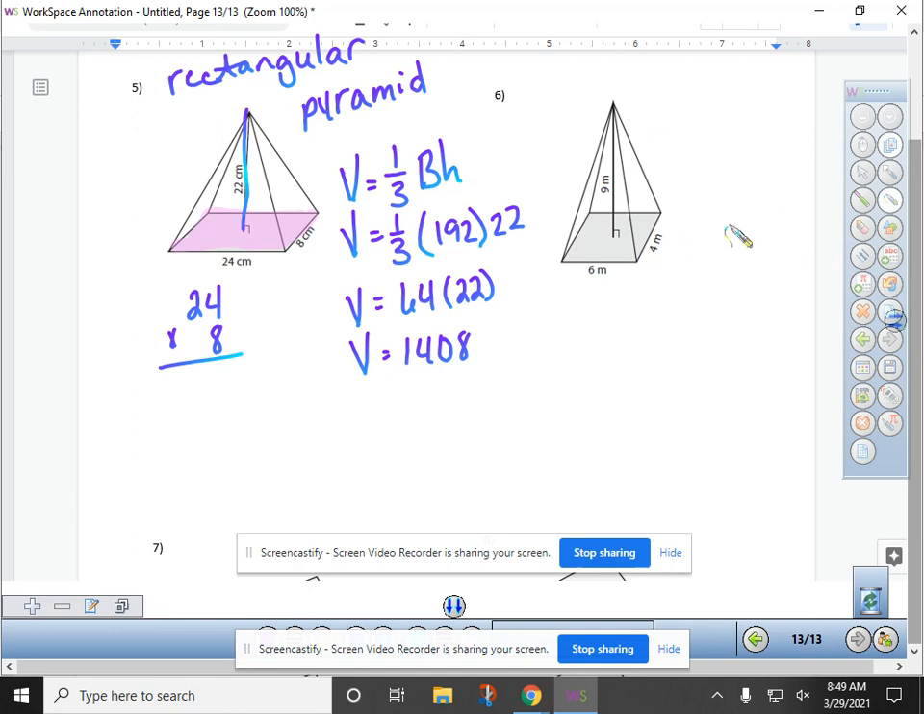Good. I would like for you to do number 6 by yourself. What is that figure? Please write it down. What's the formula for the volume of a pyramid? Volume equals 1/3 area of the base times the height.